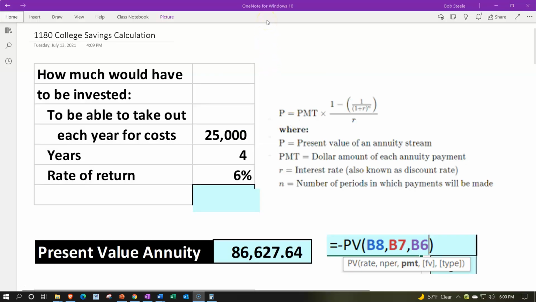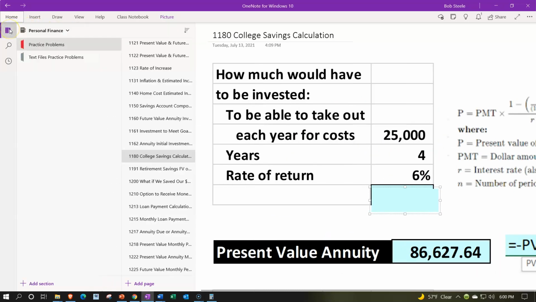If you have access to OneNote and would like to follow along, you're not required to, but if you would like to, we're in the icon on the left-hand side, the Practice Problems tab, down in the 1180 College Savings Calculation tab.